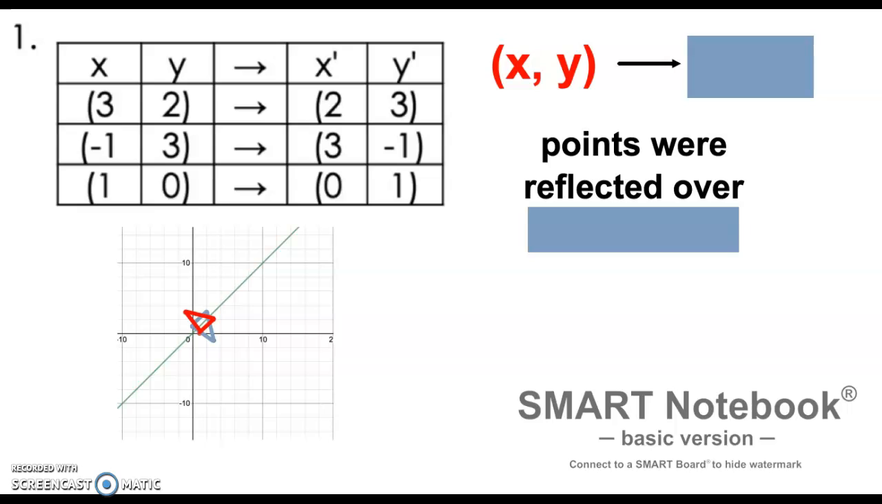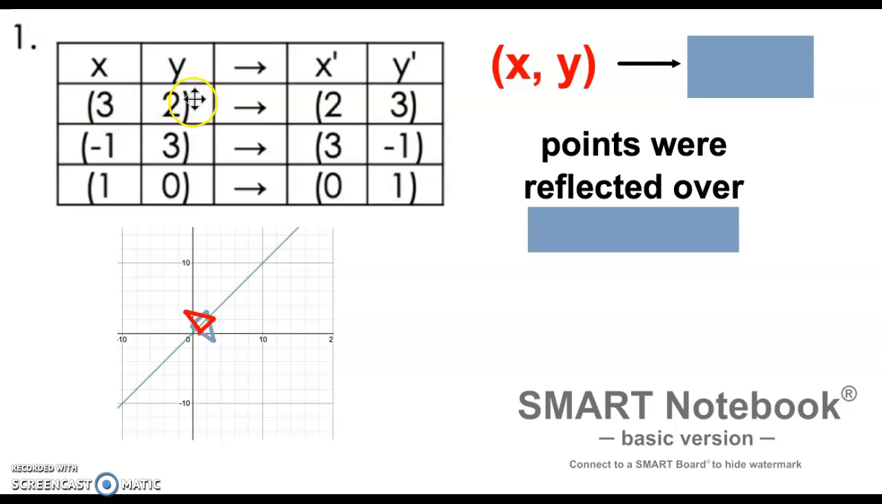So here, number 1, if we look, we have the point 3, 2. That is transformed by some form of reflection into the point 2, 3. Negative 1, 3 is transformed into 3, negative 1, and 1, 0 is transformed into 0, 1. So within those ordered pairs x, y, we need to look for a pattern. And what you'll notice is that the numbers just flip the order they appear in.